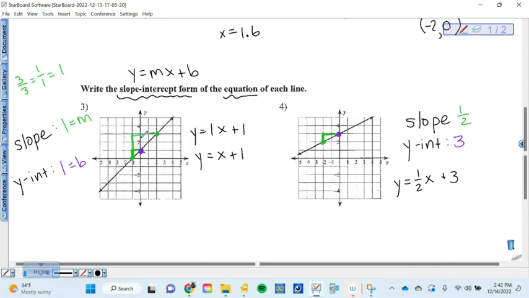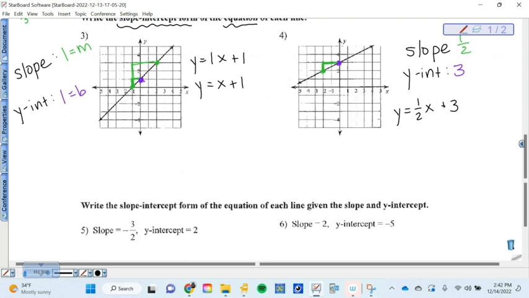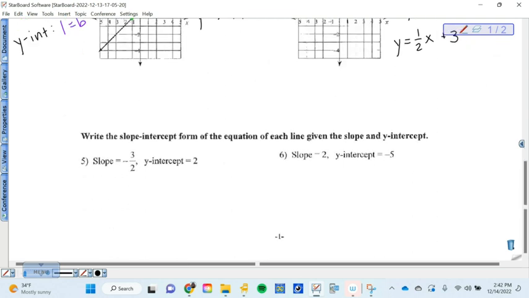Questions? Okay. Numbers 5 and 6 are even simpler than that, because I literally just tell you what the slope is and what the y-intercept is. So still writing an equation in slope-intercept form, that's y equals mx plus b, where m is my slope and b is my y-intercept. So someone give me the equation for number 5.